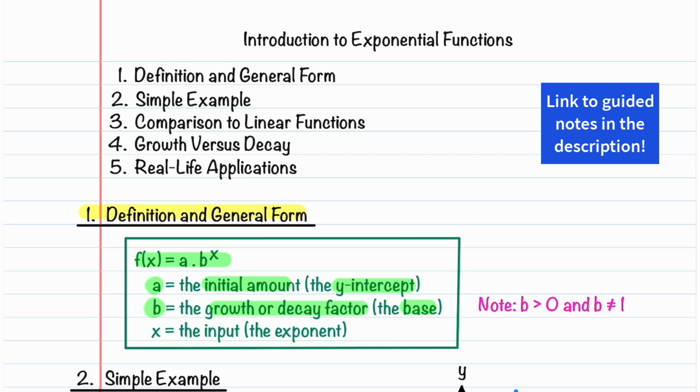This is the number that's being repeatedly multiplied. X is a variable, and it's the input or exponent. This is what makes it exponential. Now, there are two crucial rules for b. b has to be greater than 0, and b can't equal 1. The reason that b can't equal 1 is if it did, our f of x would just be a times 1 raised to the power of x, which is just a, and that's a constant. So it wouldn't be an exponential function.